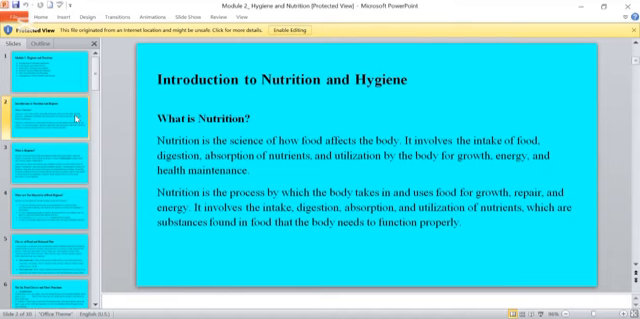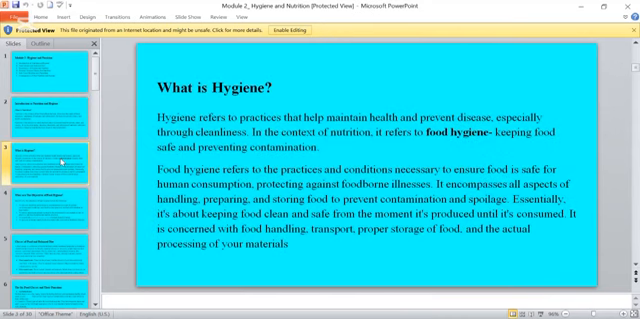Introduction to nutrition and hygiene. What is nutrition? Nutrition is the science of how food affects the body. It involves the intake of food, digestion, absorption of nutrients, and utilization by the body for growth, energy, and health maintenance. What is hygiene? Hygiene refers to practices that help maintain health and prevent diseases, especially through cleanliness. In the context of nutrition, it refers to food hygiene.